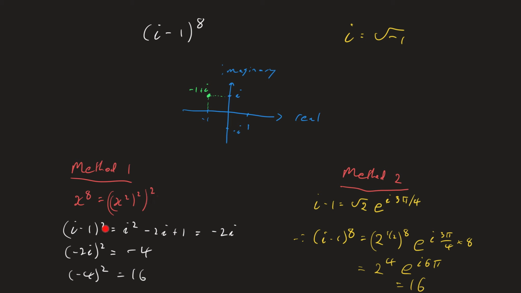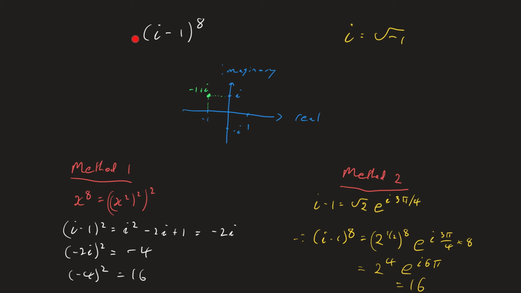(i − 1) squared is equal to i squared minus 2i times 1 plus (−1) squared, which is i squared − 2i + 1. i squared is negative 1, which cancels with the 1. We're left with −2i. (−2i) squared is equal to (−1) squared, which is just 1, times 2 squared, which is 4, times i squared, which is −1, giving us −4. (−4) squared is 16, giving us the answer of 16.